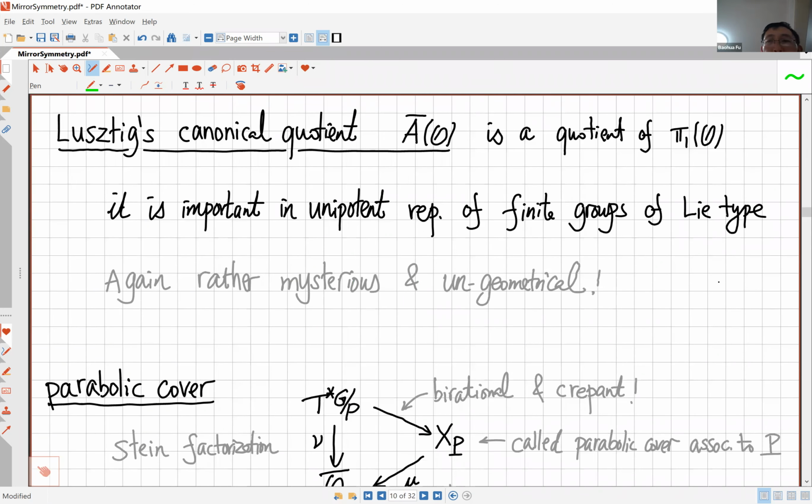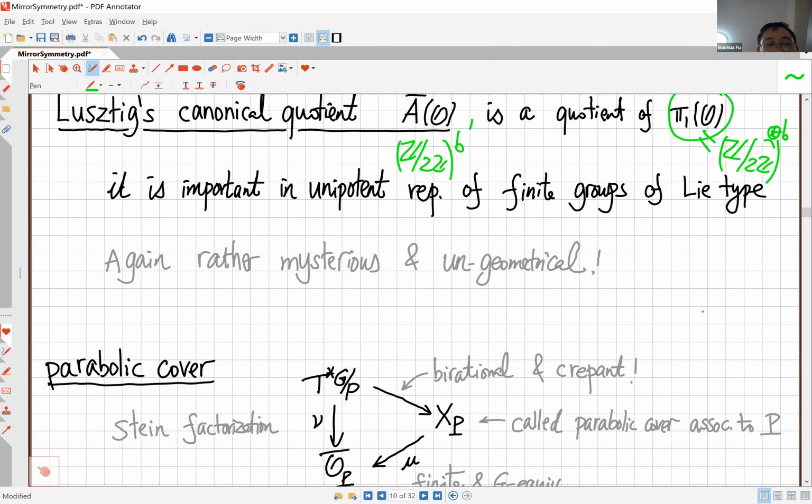And then associated to this fundamental group pi_1, Lusztig constructed a quotient of this pi_1. This pi_1 is already very simple. In most cases, it is just Z/2Z to some power. He constructed, from the representation theoretic viewpoint, a quotient of this group. In fact, this is always (Z/2Z) to some power b prime. It is also important for representation theory, but again, it is quite mysterious and ungeometric.